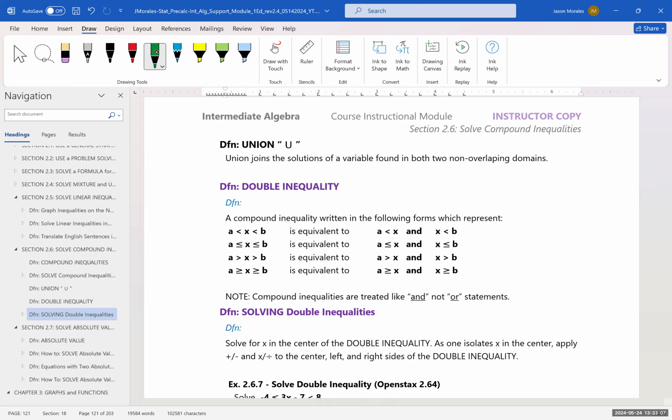Next, let's look at solving double inequalities. But really quick, I already mentioned this before, but I just want to highlight this again. We need to use the symbol for union, again, to join solutions of a variable that are found in two non-overlapping domains.